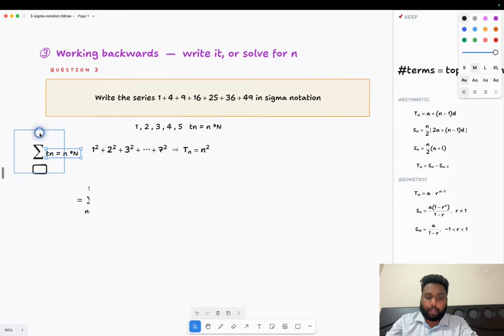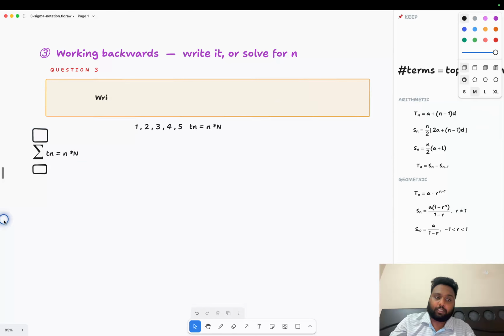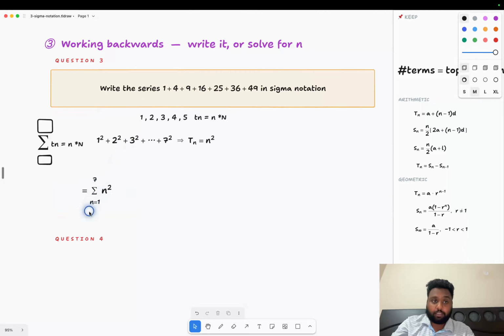And on the top and the bottom, what values will I fill in? Where does the value start and where does the value end? What is the value of n for the first term and what is the value of n for the last term? So n is equal to 1 to 7 and t of n is n square. That's it. That's our final answer. Okay.